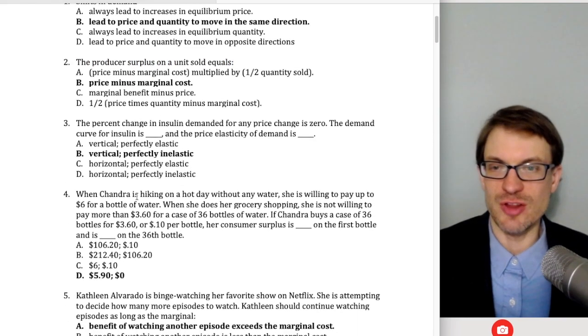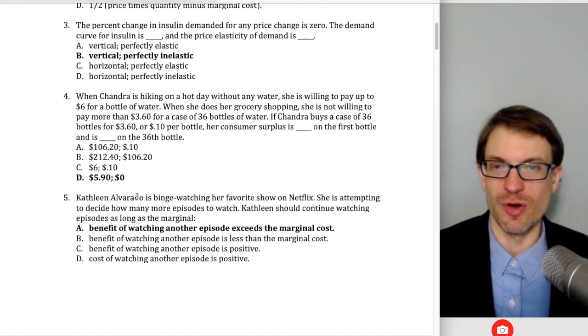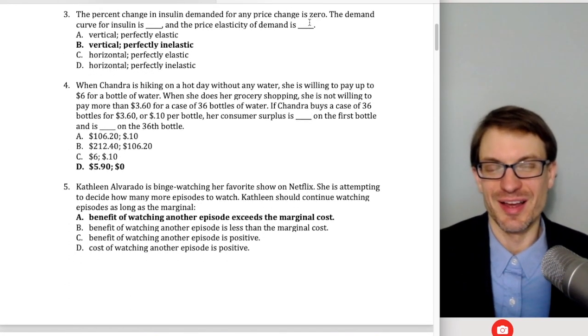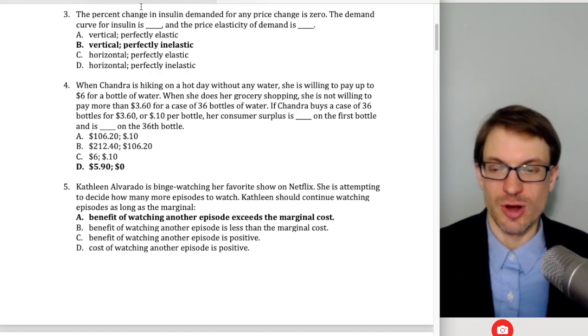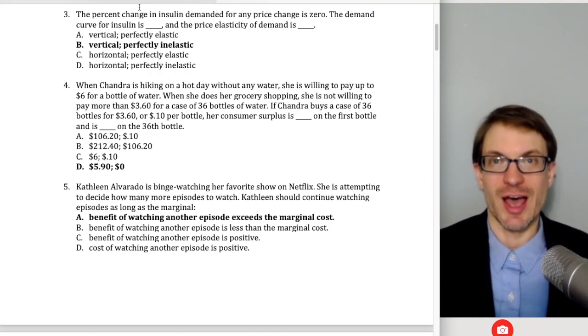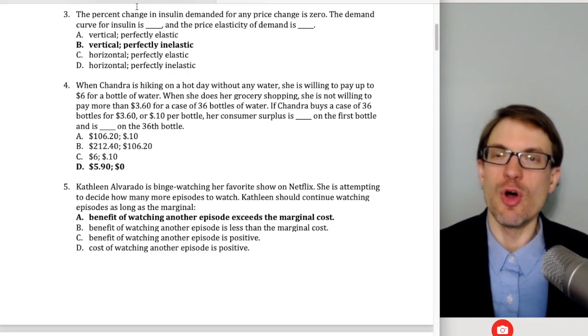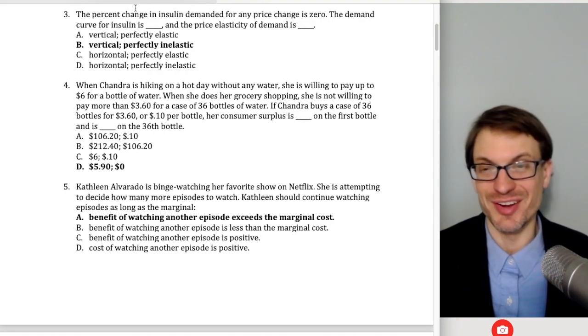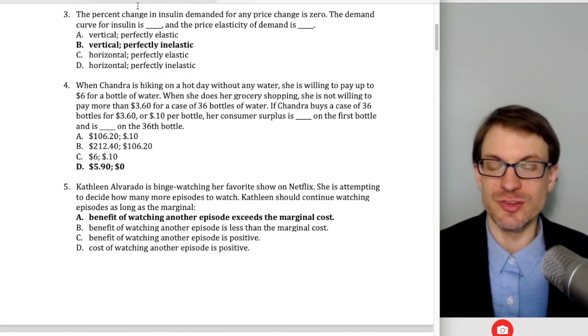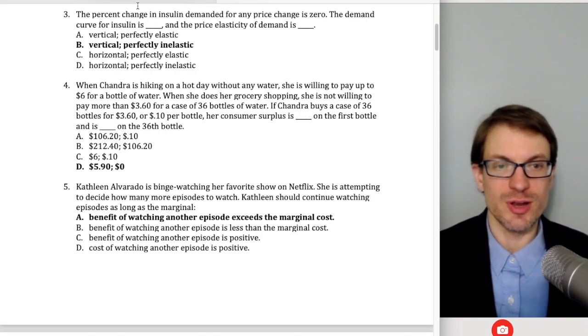All right, the percentage change in insulin demanded for any price is 0. Oh, that's really inelastic, right? I should finish the question though. The demand curve for insulin is, and the price elasticity of demand is, right? Elasticity doesn't measure if price causes a change in quantity. It measures the magnitude. We already know by the law of demand that if price changes, quantity demanded is going to change, and even the direction.